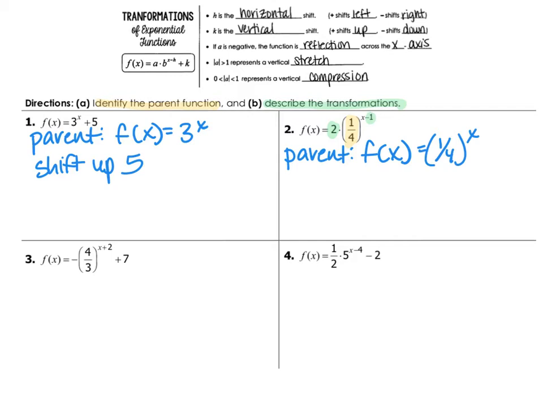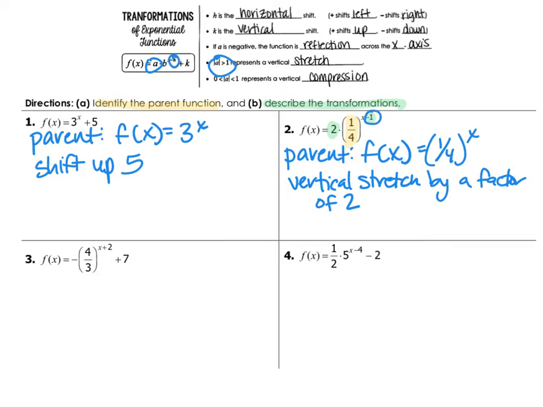And the 2 out front is in the a position, so we know that a is going to represent a vertical stretch when it's greater than 1. So we have a vertical stretch by a factor of 2. And we also see this -1 up here is in the position of h. So that's a horizontal shift. And since it's -1, it's going to shift right 1.